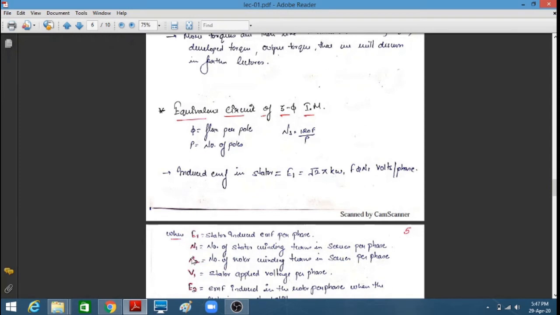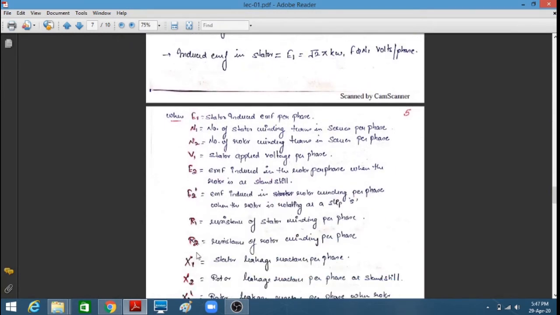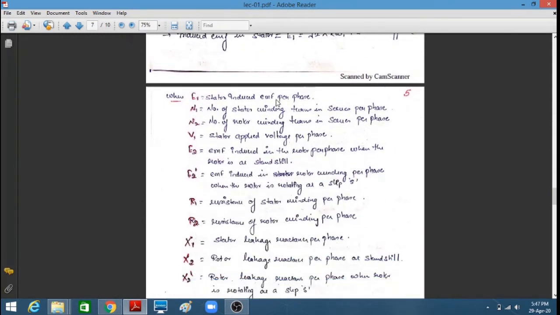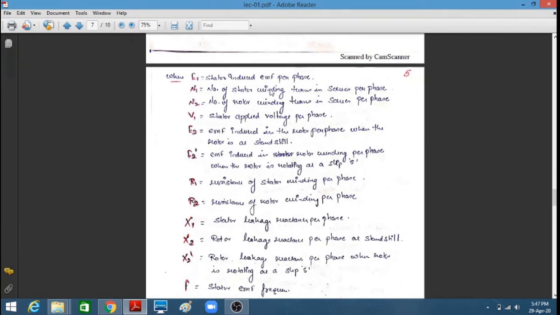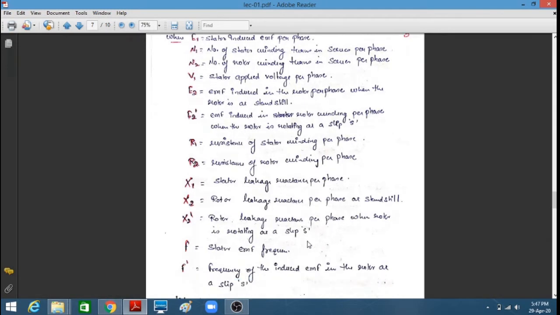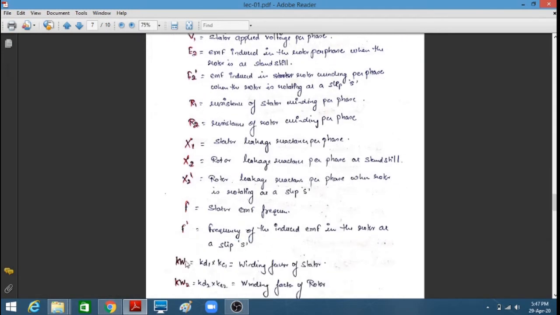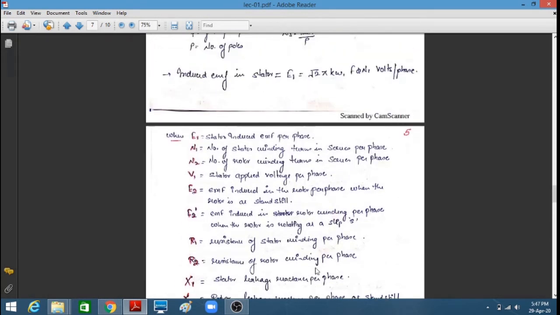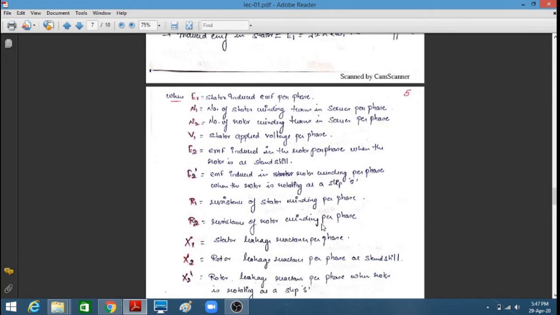Now, these are the quantities we have defined. Even for the stator induced EMF, this is all written; you can easily read them. So these are the quantities you can see in these slides, and you can see Kw1, the winding factor of the stator. This is the induced EMF of the stator side.